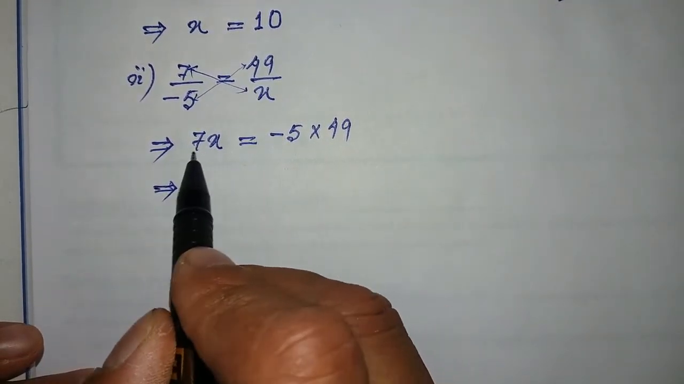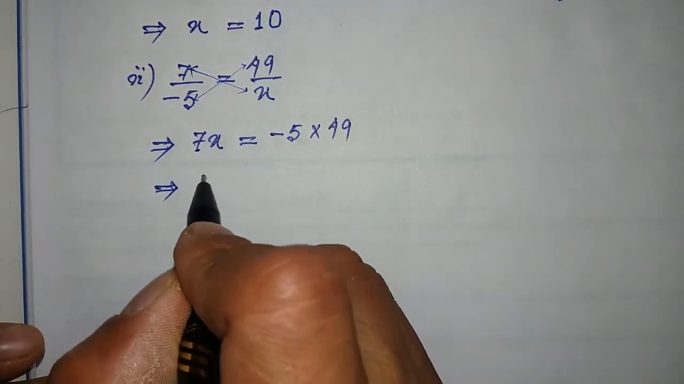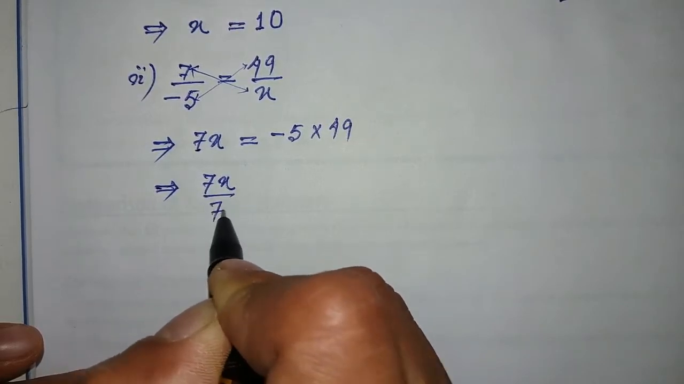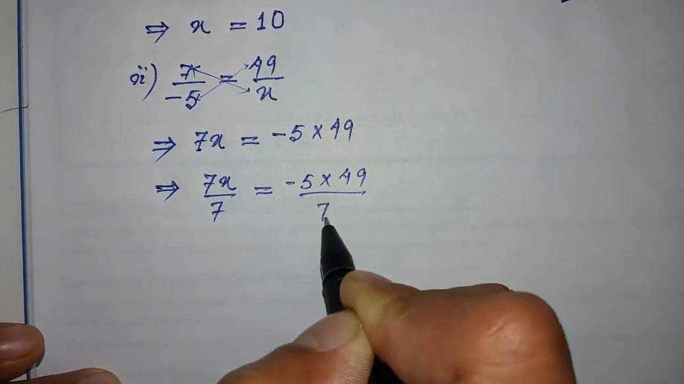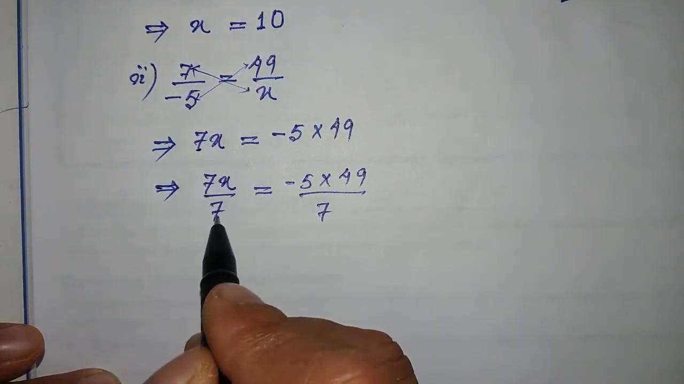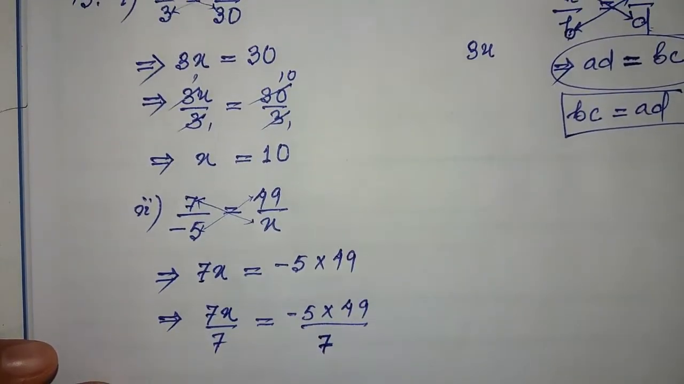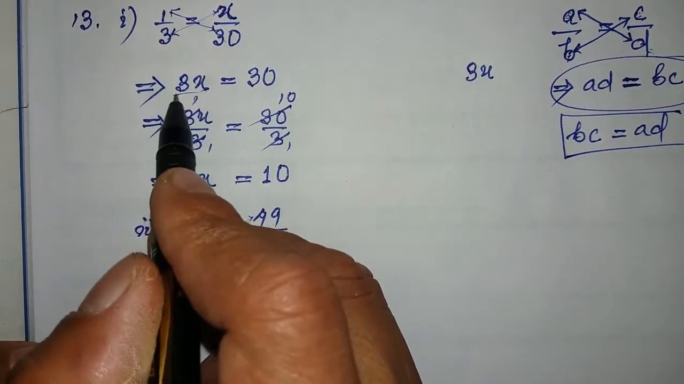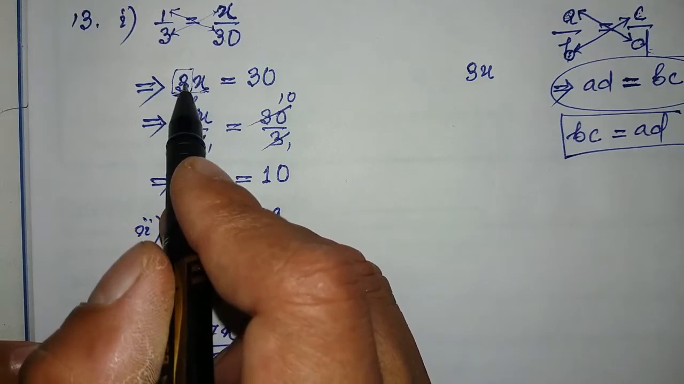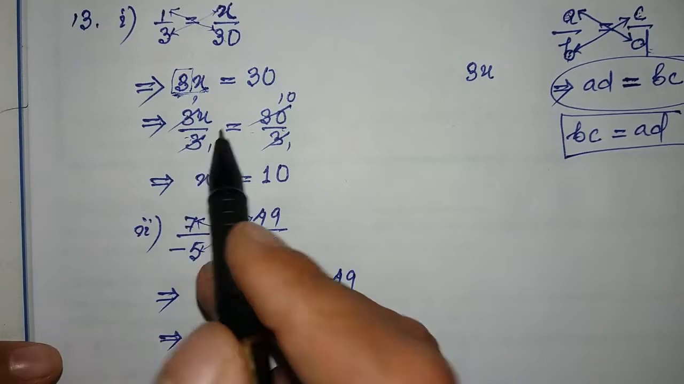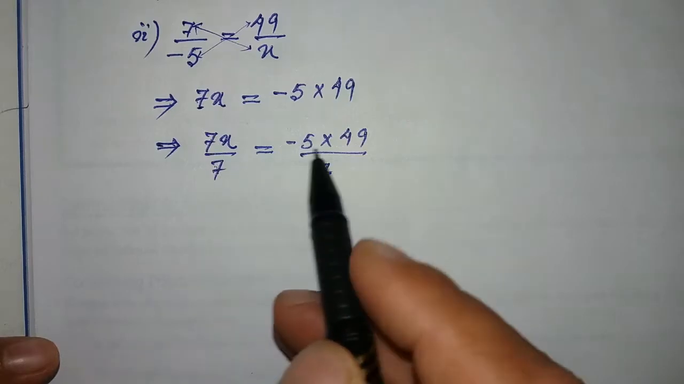Now here we have 7x. Since we're going to find out x, we are going to divide both sides by this 7. So dividing both sides by 7. So you're going to write here 7 and minus 5 into 49 by 7. Left hand side also we're dividing by 7, right hand side also you're dividing by 7. Now in the previous question we have 3x here. So since we want to get x, then you have to divide by whatever number is here. So this is 3, so you're dividing both sides by 3. Here in this case we have 7x, so you're dividing both sides by 7.